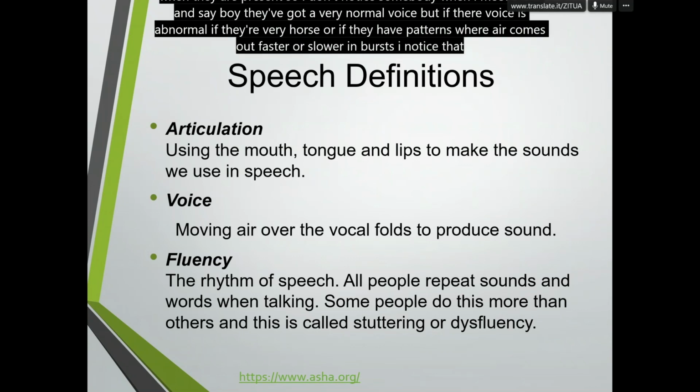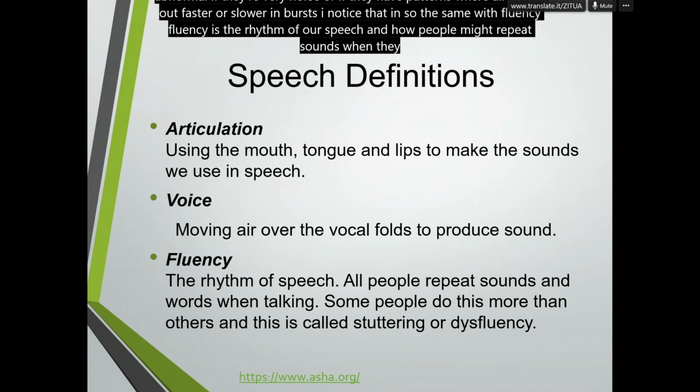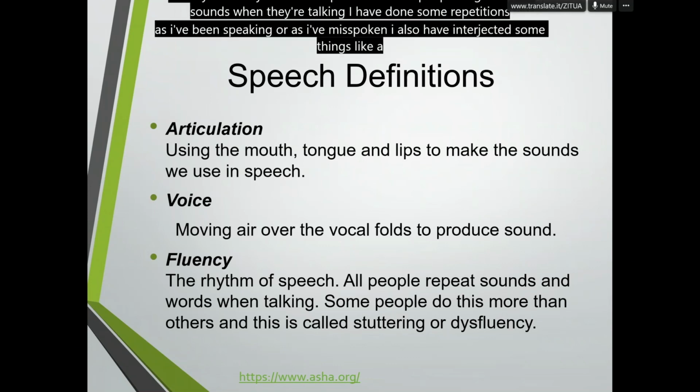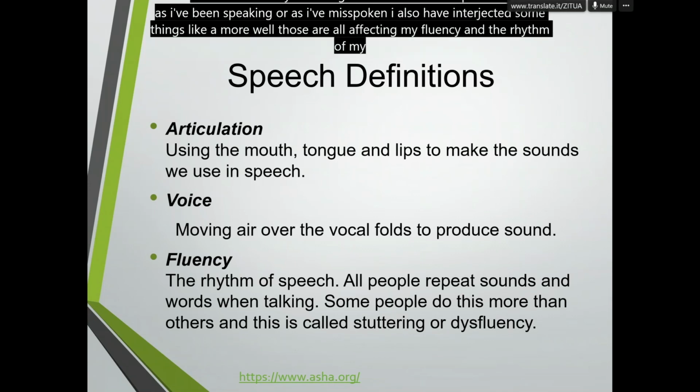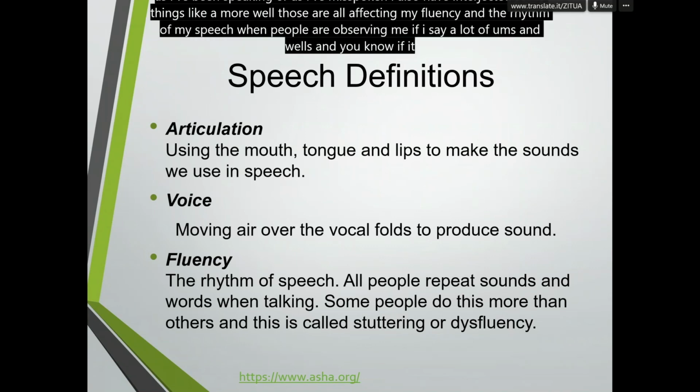And so the same with fluency. Fluency is the rhythm of our speech and how people might repeat sounds when they're talking. I have done some repetitions as I've been speaking, or as I've misspoken. I also have interjected some things like "um" or "well." Those are all affecting my fluency and the rhythm of my speech. When people are observing me, if I say a lot of ums and wells, and if it becomes too much, people start to notice, and it can affect people's perceptions of you.